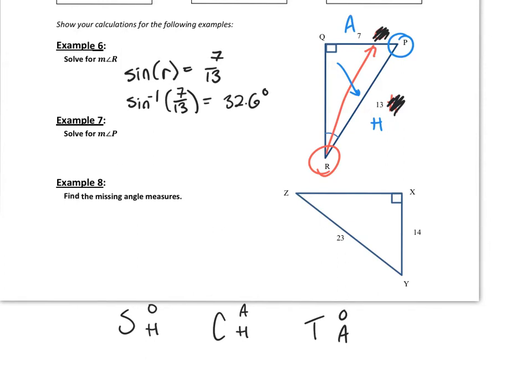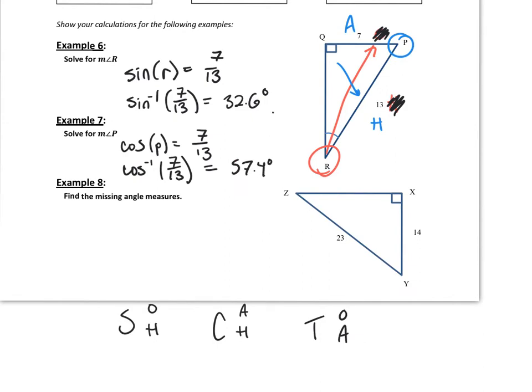So I need to think about which ratio compares my adjacent to my hypotenuse, and that would be cosine. So I can write that the cosine of P is equal to the adjacent, which is 7, over the hypotenuse, which is 13. Then if I find my inverse cosine of 7 over 13, that will tell me the measure of angle P. And my calculator tells me that that's 57.4 degrees.